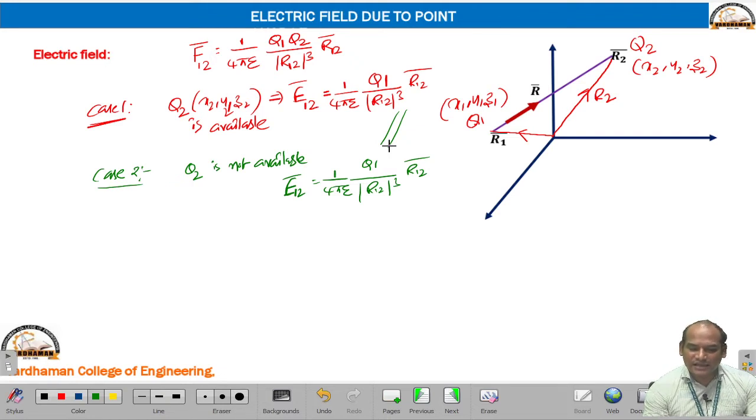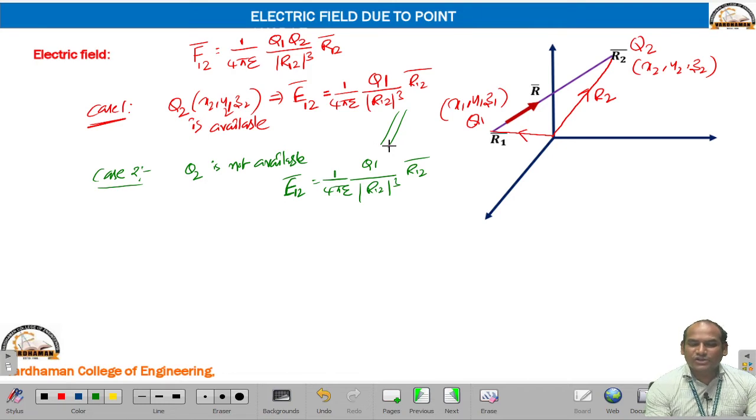What is there in the right hand side of the F12 equation? Q1, Q2 both charges are available, and 1 by 4 pi epsilon, in the denominator magnitude of R12 cube and the vector R12 bar. Everything is there in the electric field equation also, but only one charge is available which is responsible for the effects, that means Q1 charge. So due to Q1 we got the force on Q2 in Coulomb's law. Now from Coulomb's law only we are getting the equation for the electric field, that electric field is due to Q1 charge only, but the interesting point is whether Q2 is available or not available, at that position x2, y2, z2 the electric field is available.